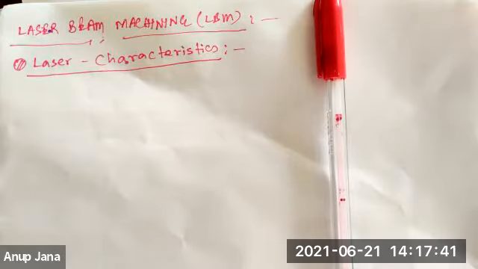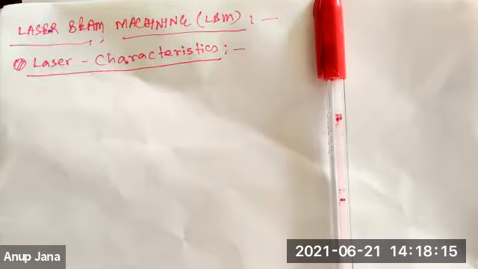In the last class, we have studied about laser beam machining. We have seen what are the different parameters which are affecting the material removal. I said that in today's class, we are going to study about the characteristics of lasers. In the previous class, we discussed CO2 laser, which is a gas laser, and ruby laser, which is a solid state laser.